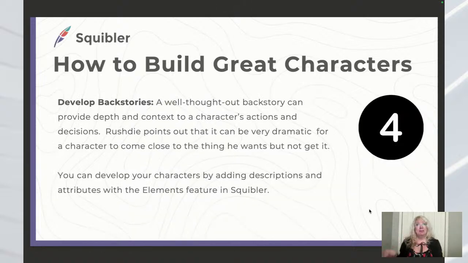You do want to develop backstories for your characters. A well thought out backstory can provide depth and context to a character's actions and decisions. Rushdie points out that it can be very dramatic for a character to come very close to the thing he wants, but then not get it. So that's something to think about with a backstory as well. You can also develop your characters by adding descriptions and attributes with the elements feature in Squibbler, and I'm going to talk about that a little bit more at the end of this webinar.